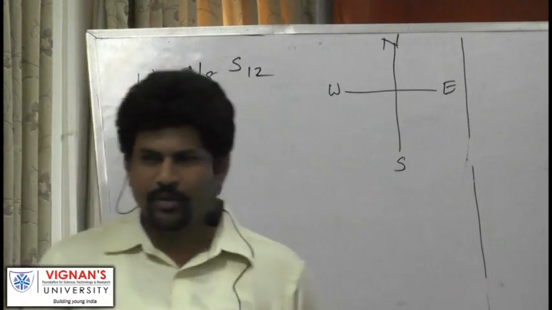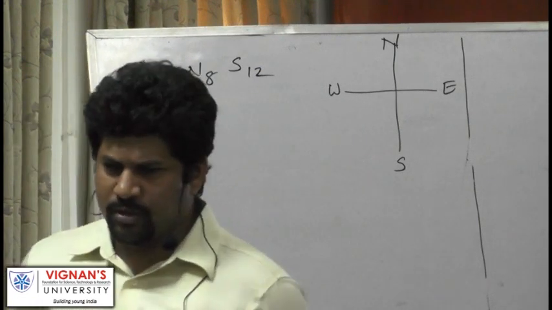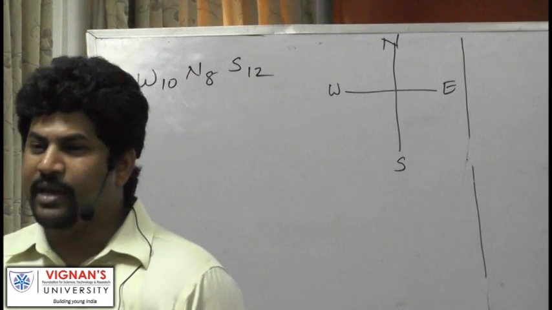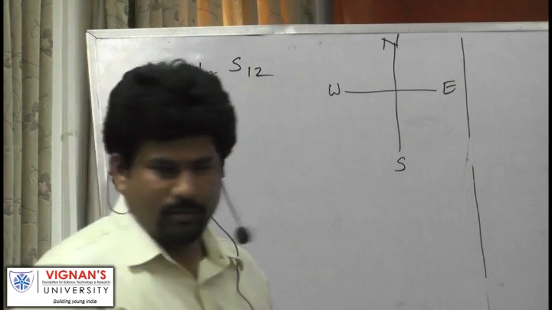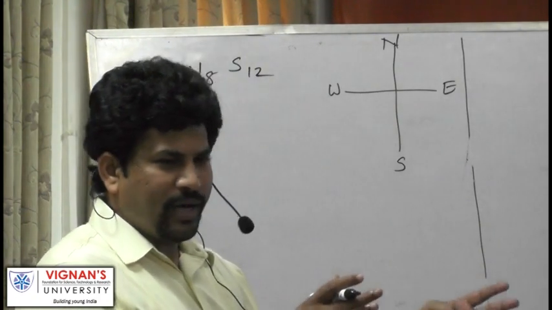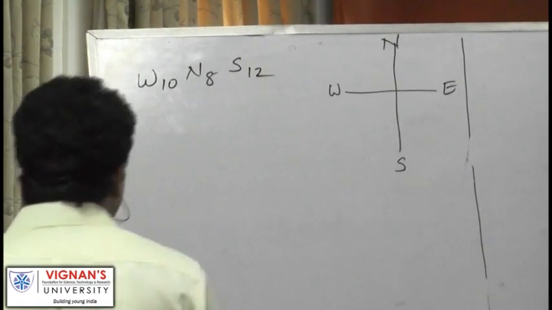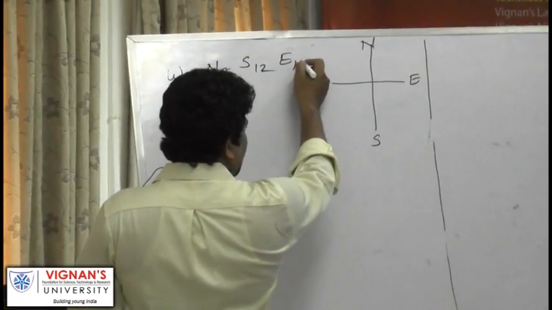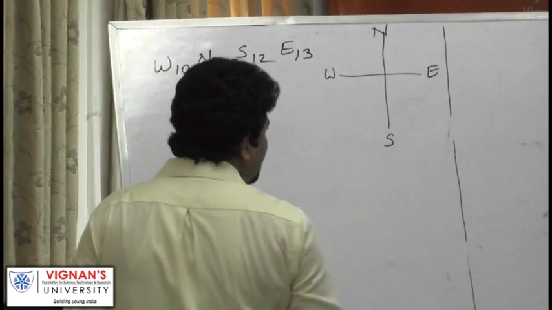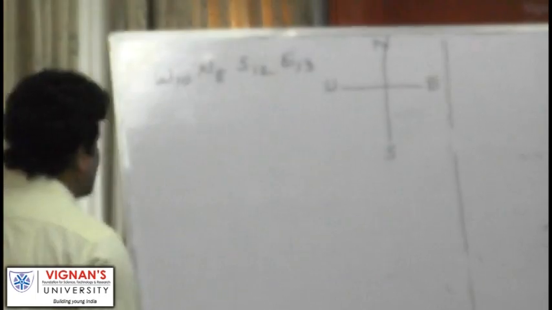Now see, he is facing south. He turned through an angle of 90 degrees anti-clockwise. Anti-clockwise is to your left. That means he is facing what direction? East direction. Traveled for how many kilometers here? 13. Now where is he with respect to the starting point and in which direction?